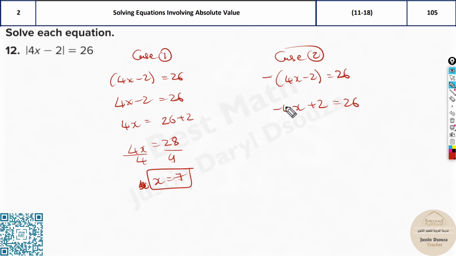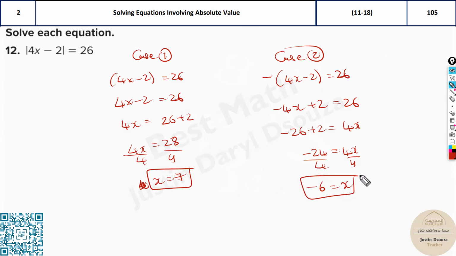Now, how could you solve this? 4 is negative, so take it to the other side. And this minus 26, get it to the inside here. It will be minus 26 plus 2 equals positive 4x. Minus 24 is equal to positive 4x. Divide both the sides by 4. You'll get minus 6 is equal to x. This is the correct answer.